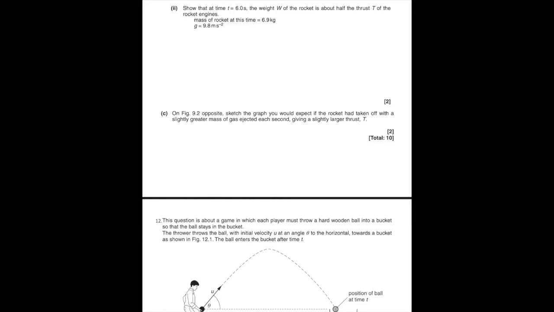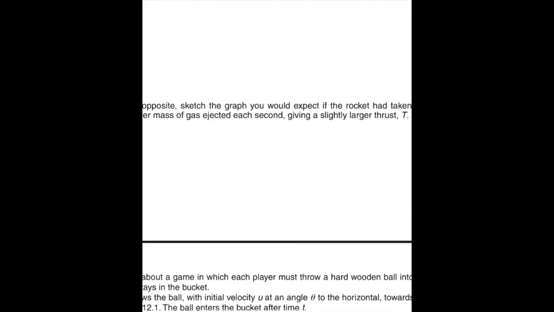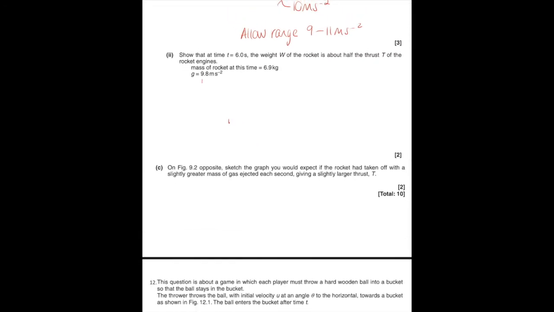Next, we're being asked to show that the weight of the rocket is about half the thrust of the engines. So the first thing to do here is to ask, what is the weight of the rocket, W? W is the mass of our rocket, which we know is 6.9 kilograms, multiplied by g, which gives us 67.62 newtons, so about 68 newtons. Remember, we're only showing that it's about, so rounding here doesn't matter too much.